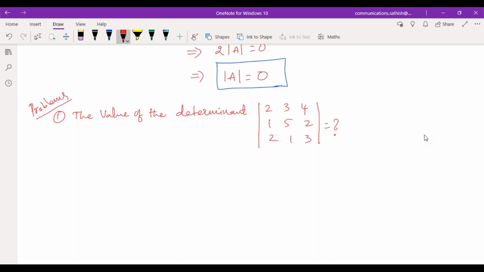And similarly, the second one: 3, minus 1, 2; 1, minus 2, 4; 4, minus 1, 1. Give me the answer for that.